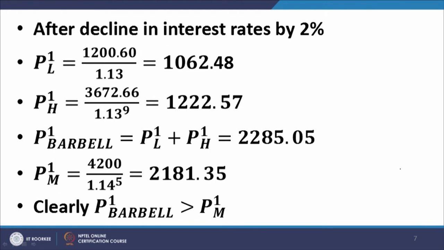The YTM has gone down from 15% by 2%, and therefore, its current value is 1222.57 after the shift in interest rates. So, the total value of the barbell turns out to be the sum of this plus this, and that gives us 2285.05. So, this is the t equal to 0 value of the barbell after the decline in interest rates by 2% has taken place.